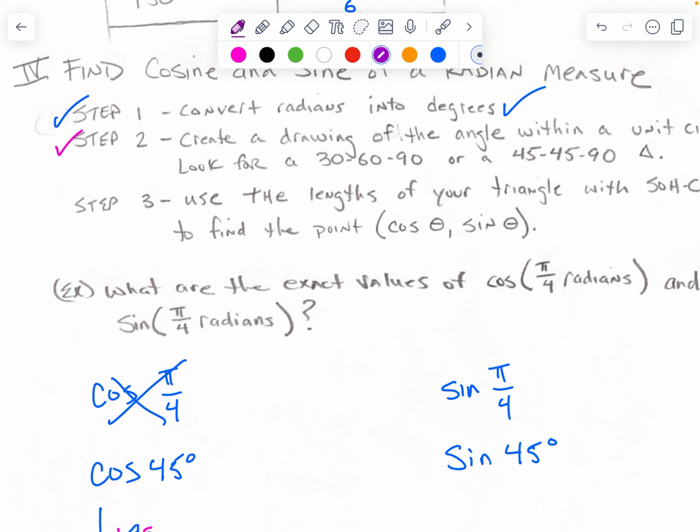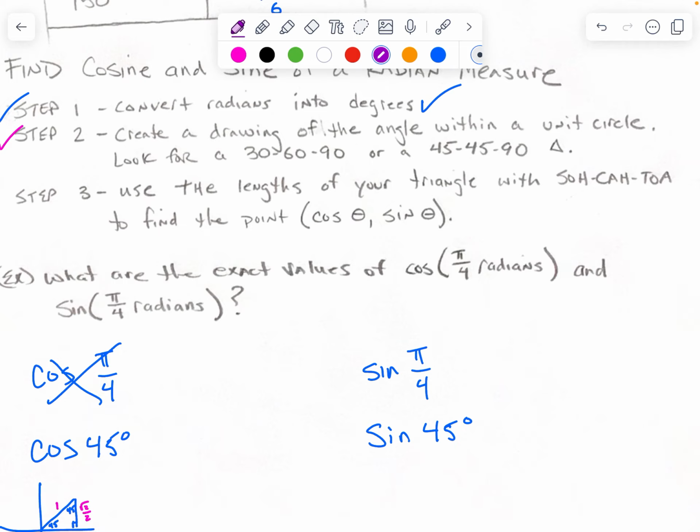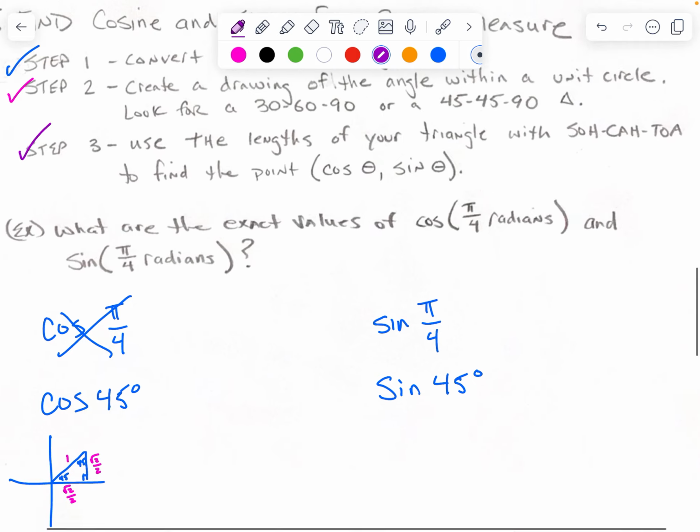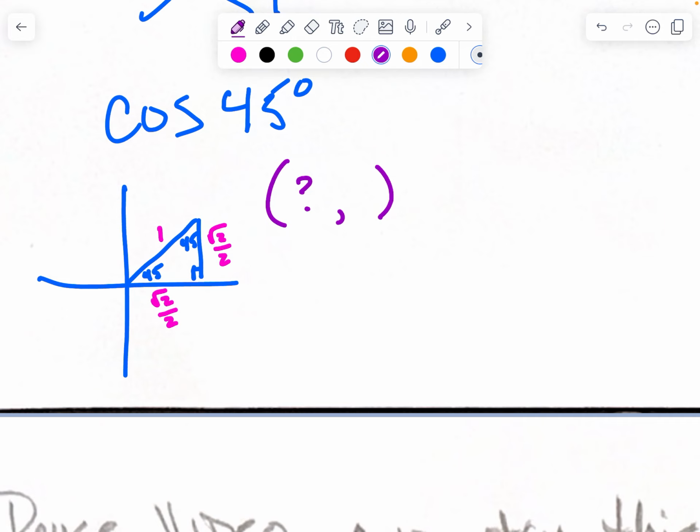And then step number 3 is to use the lengths of your triangle with SOHCAHTOA to find the point, whichever one we're working on. In our particular case, we're working on cosine of 45. Remember, cosine is this one. So we're working on finding the x value of this particular point, and the x value, as you can see, is right here. So I have to do very little work. It's the square root of 2 over 2.